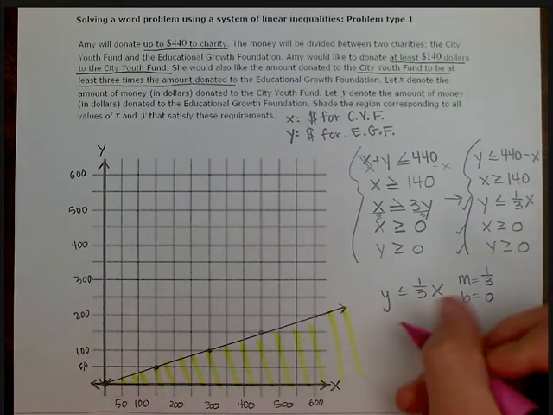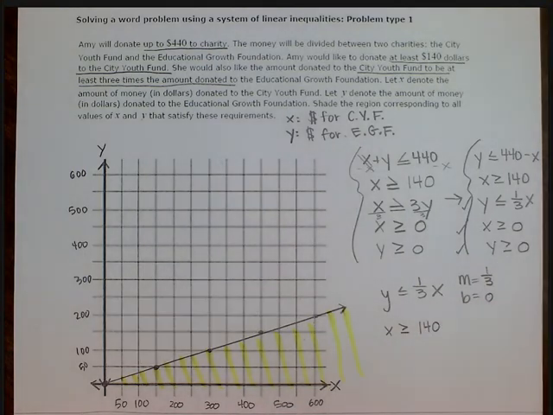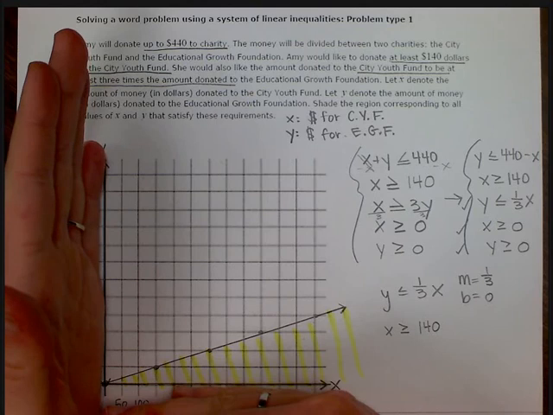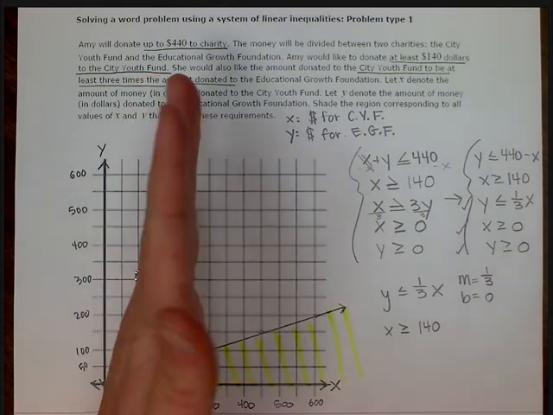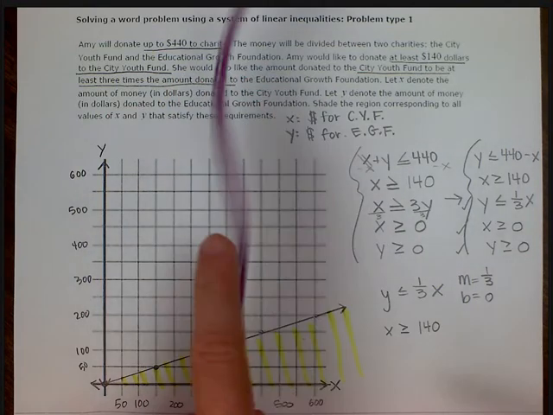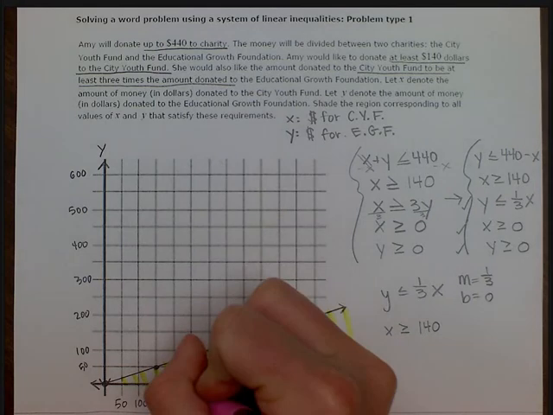So x is greater than or equal to 140. Now, there's only one variable here. There is not a y variable. So the same way I had a horizontal and a vertical line with these two, I'm going to have a vertical line because x, it's going to cross the x-axis, so it will be a vertical line at 140. So if this is 100 and this is 150, 140 is going to be right about here.